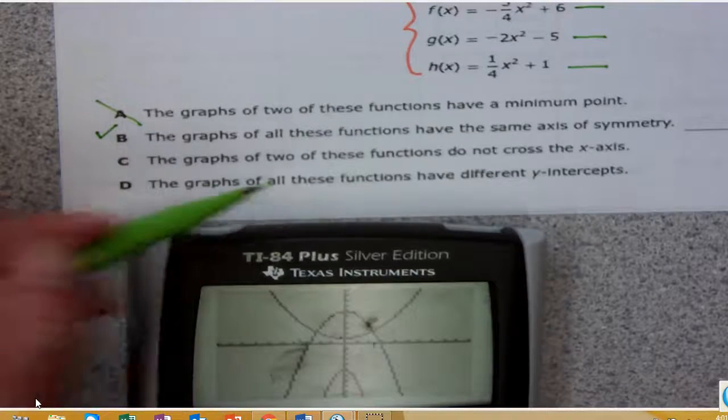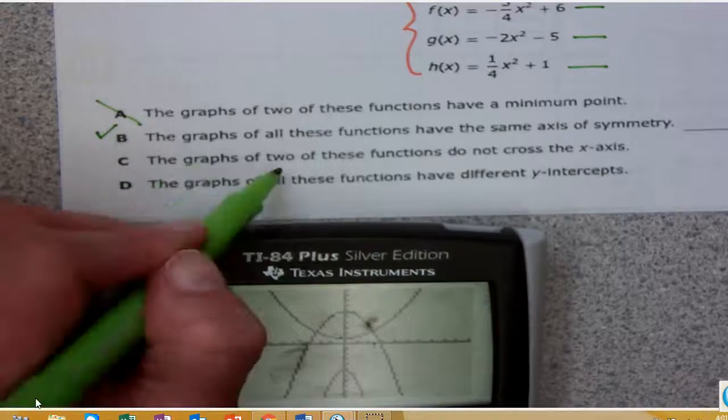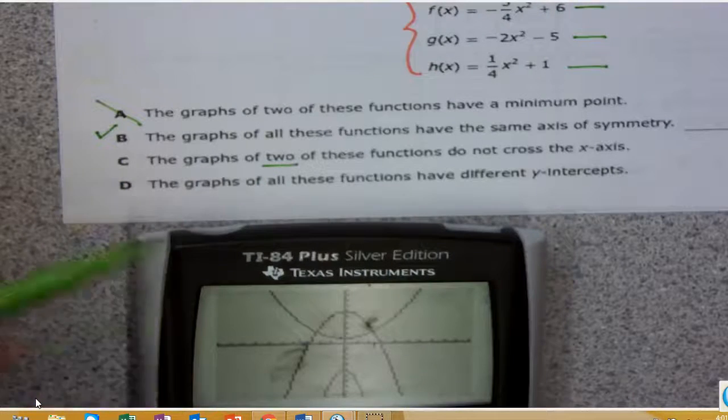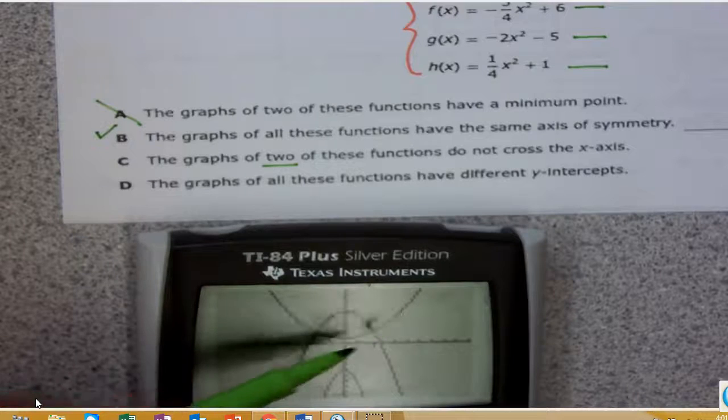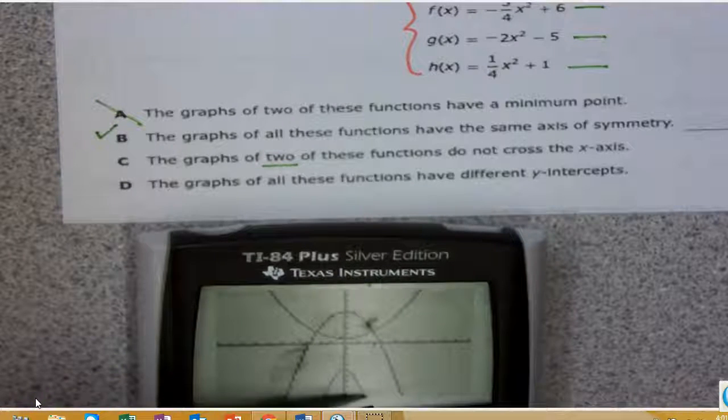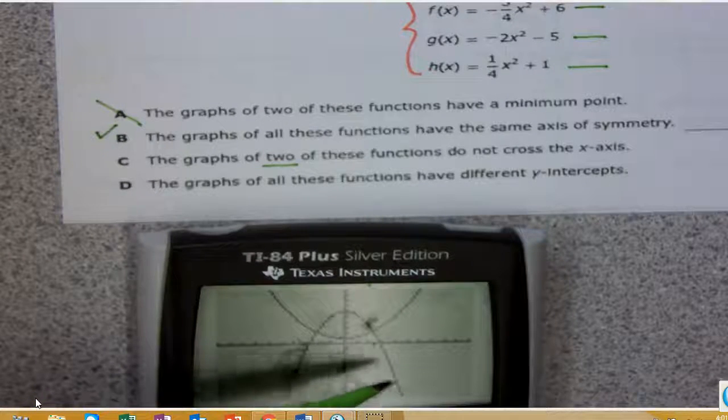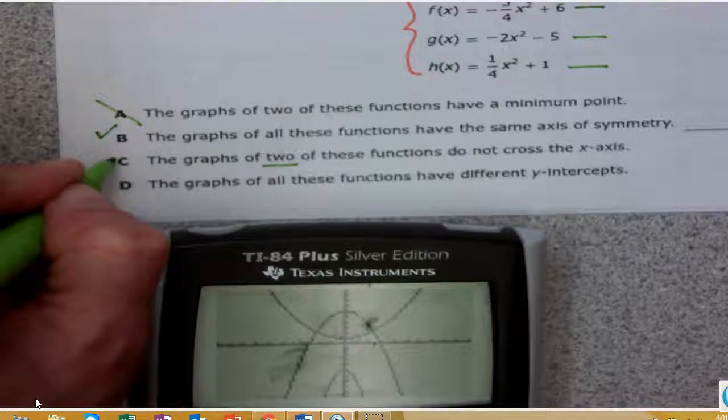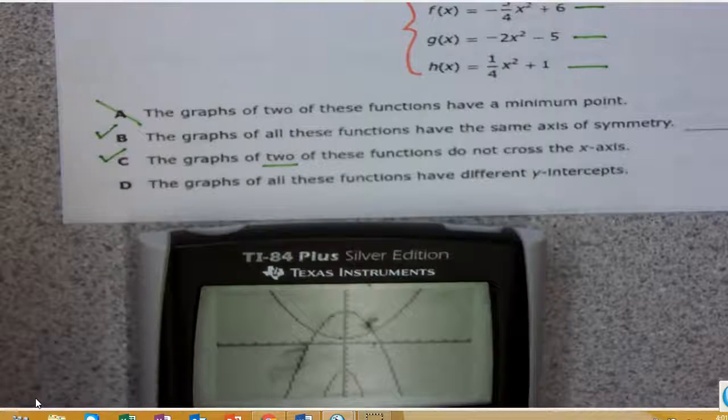Two of the graphs do not cross the x-axis. This one does not cross the x-axis, and this one does not cross the x-axis. So yes, two of the graphs do not cross the x-axis.